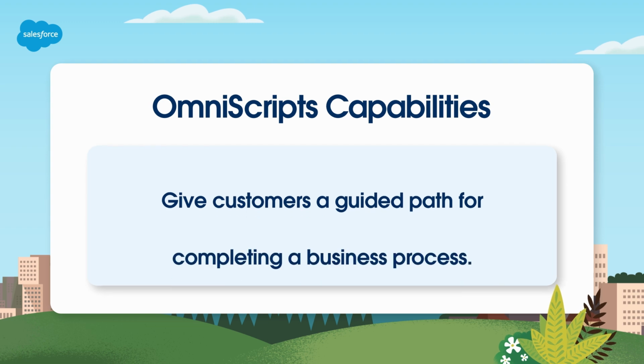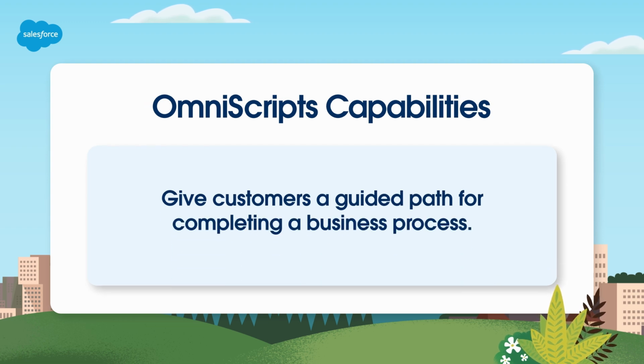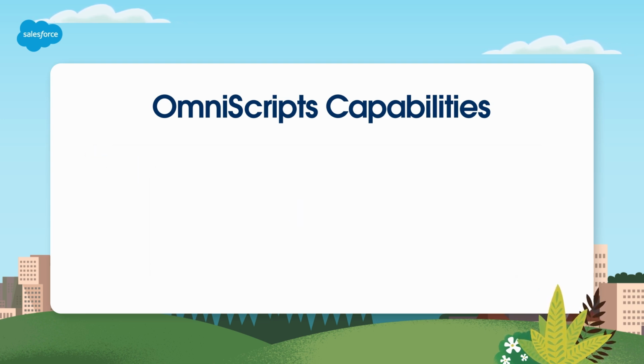An OmniScript gives customers a guided path for completing a business process. You can configure interactive business processes that are easy to use, yet have complex functionality occurring in the background. Let's highlight some key features of OmniScripts. Then we'll take a look at a quick demo.